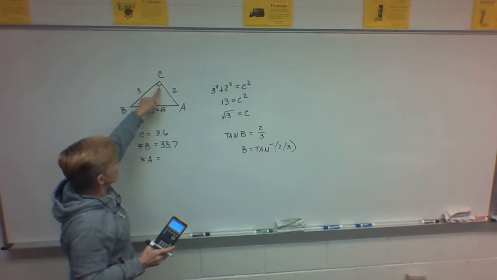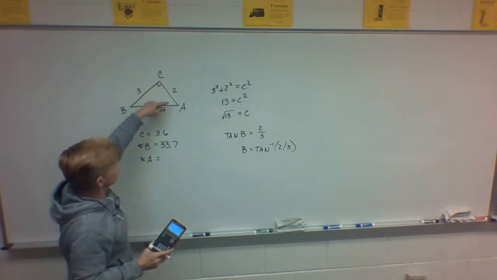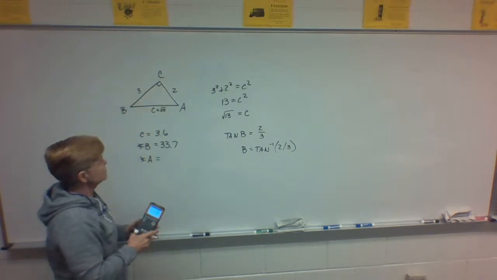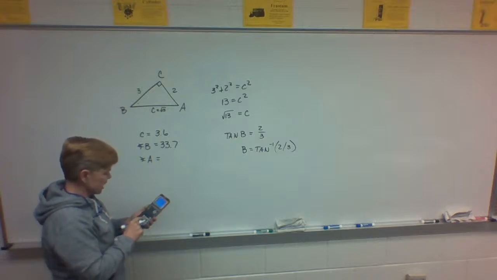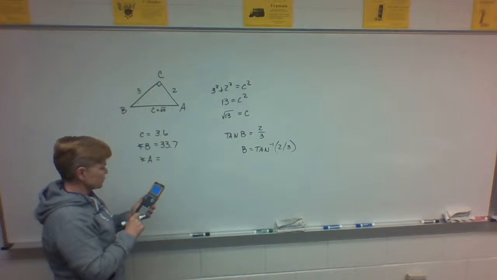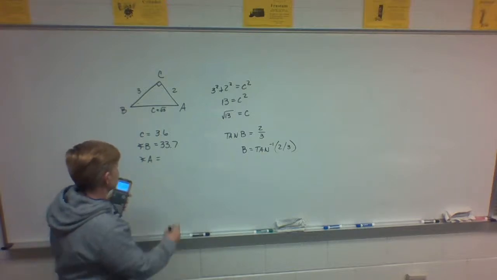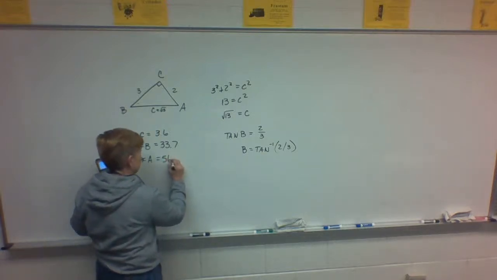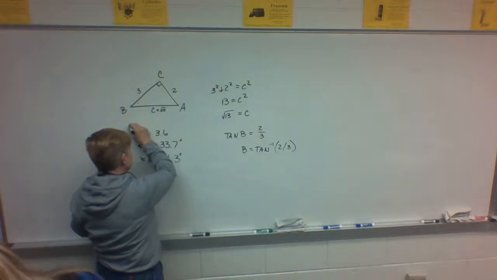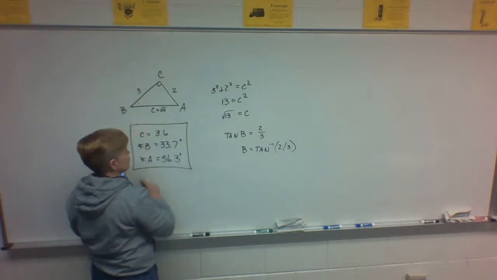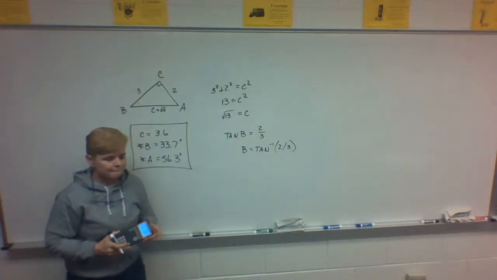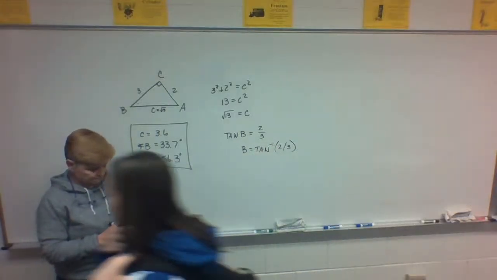This is what's left over. And since I've already used up 90 there, and we've already discussed the fact that this and this are complementary, I'm just going to subtract. I'm going to say 90 minus answer, and I get 56.3. And this is what you box up for your answer.